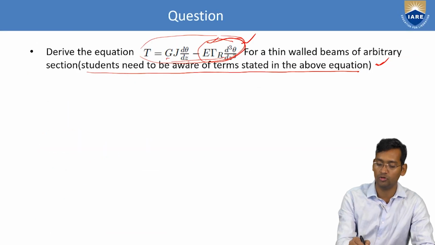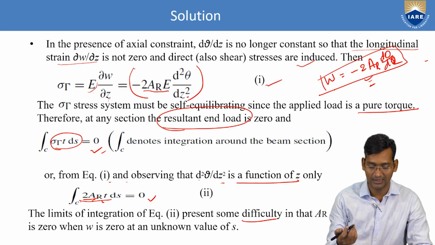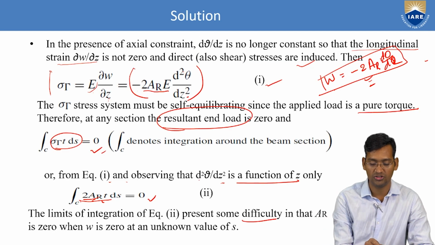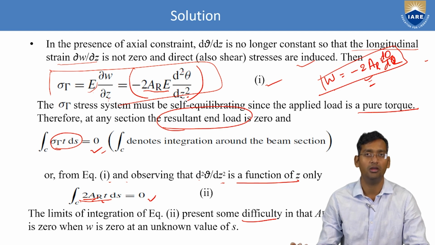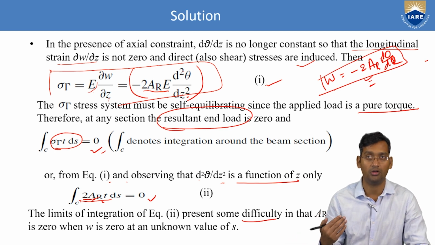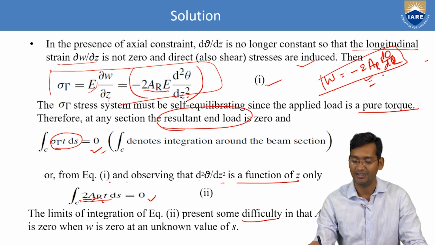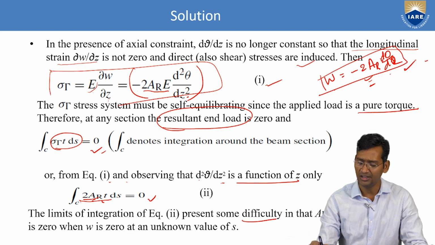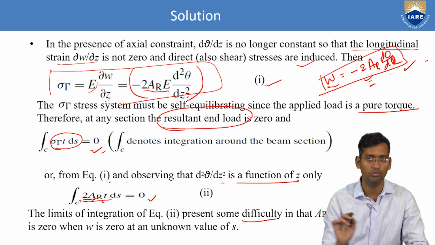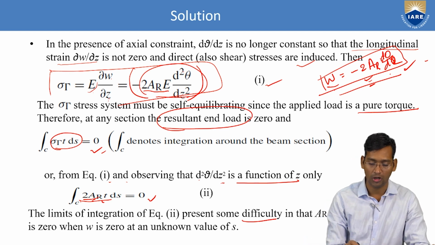So here what we did: in the question itself, it's given that this we have to derive. For that, in the same previous way, we use that σ = E ∂w/∂z. So w is what? From that previous video I mentioned where we got w. The w was minus 2AR dθ/dz. Just use that one. Differentiate, because we require ∂w/∂z. After differentiating, I'm substituting here. This we got.